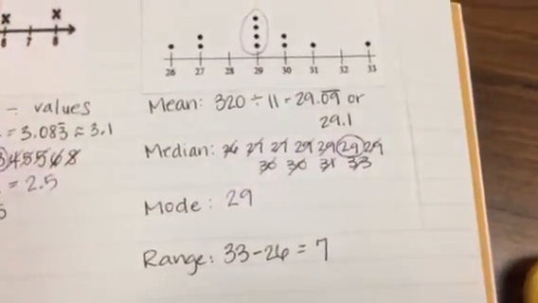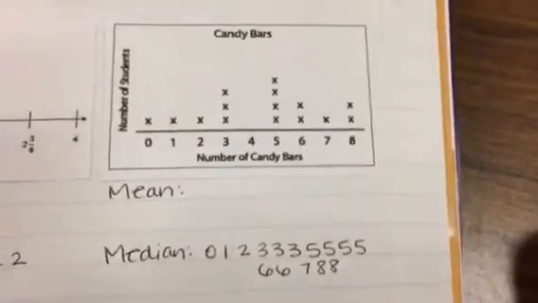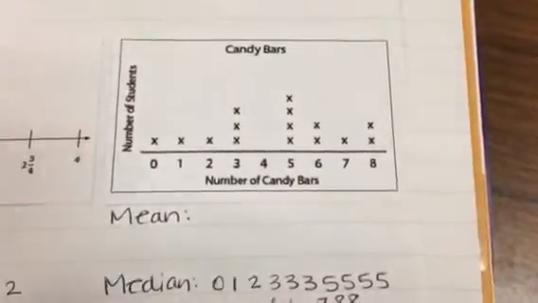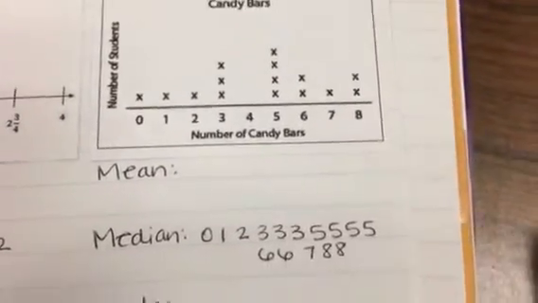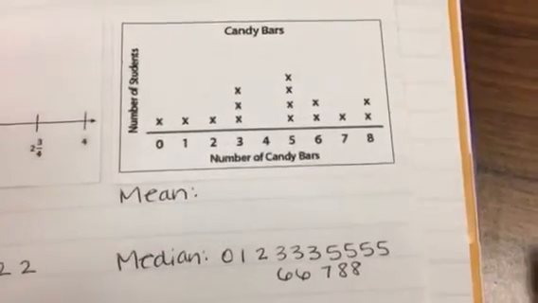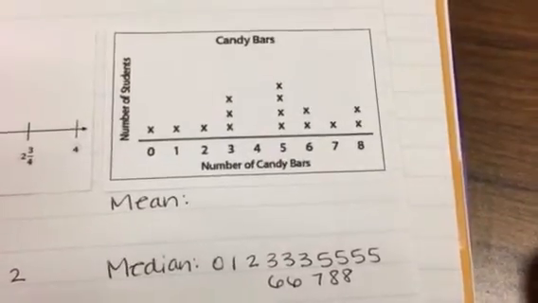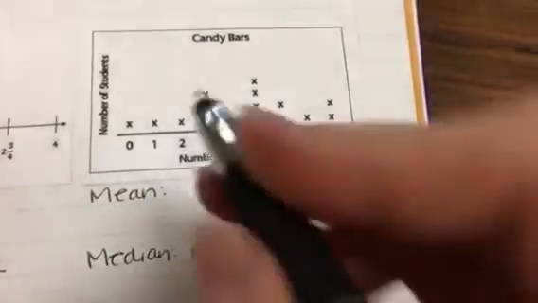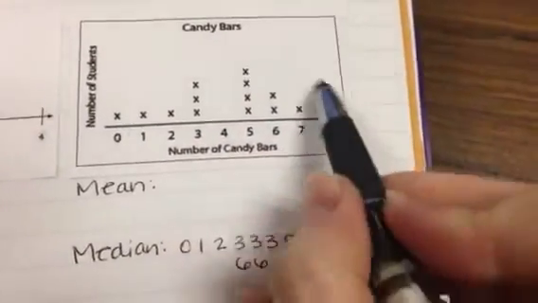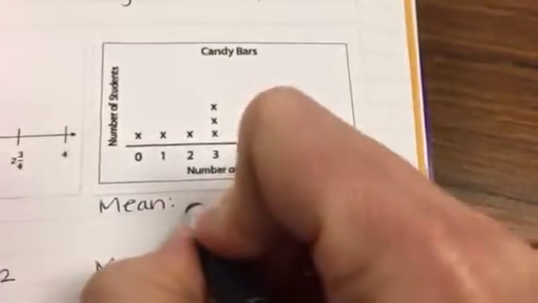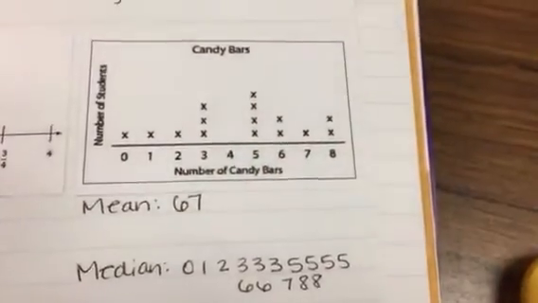The next one that we're going to do, I'm just going to skip down to this one, is the candy bar example. So this was the number of students who sold a number of candy bars for a fundraiser. So if I'm looking at this particular set of data, what I want to do is start by adding up all of these numbers. And so what I got when I added all of these up was a total of 67.